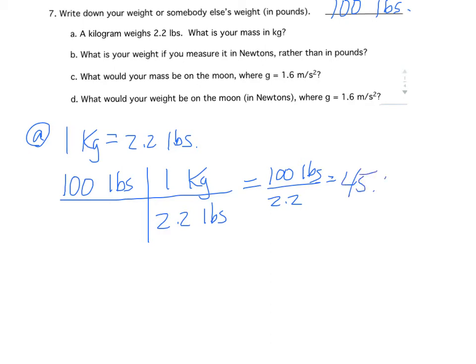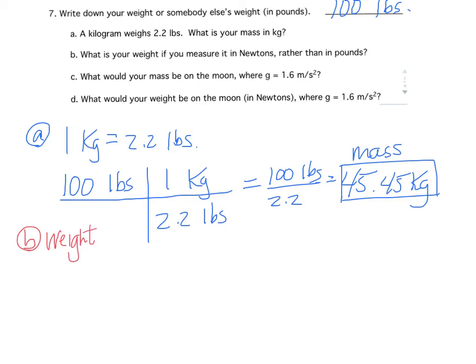And I get 45.5, 0.45 kilograms for my mass. Part B says, what is your weight if you measure it in newtons rather than in pounds? Well, I know that weight can be written this way. Force due to gravity is mass times gravity.